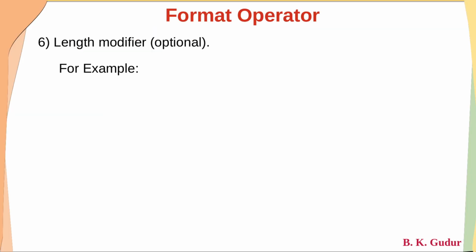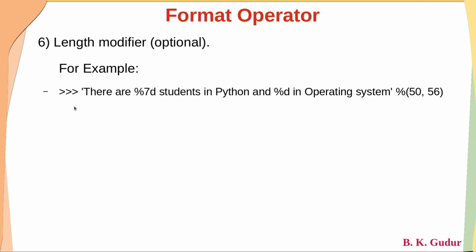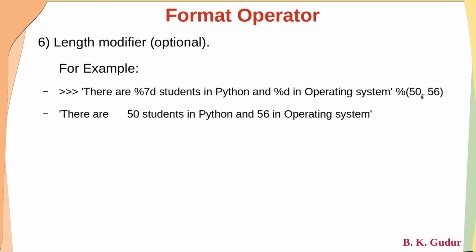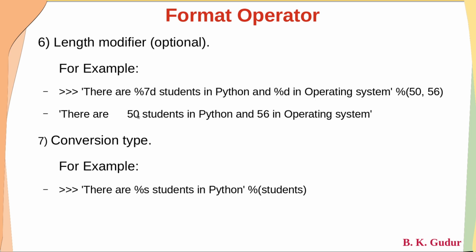Next one is the length modifier. For example, if we see this, dear students, there are %7d students in Python and %d in operating system. When we write 50 and 56, you can see, as I have already told, this is called a length modifier. This particular field means whatever the value is, it will be printed in a length of 7, nothing but 7 character spaces. And lastly the conversion type, as I told, percent. Say here, students, it will be converted to percentage.